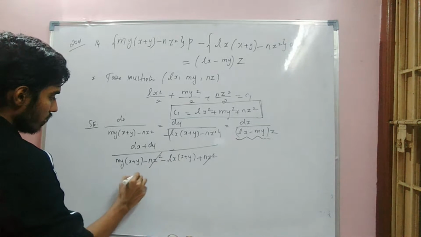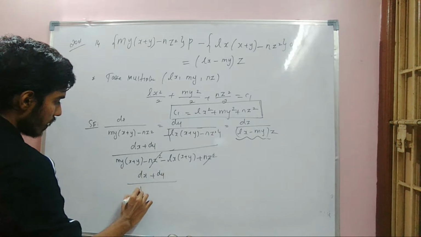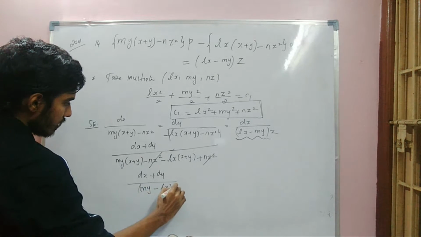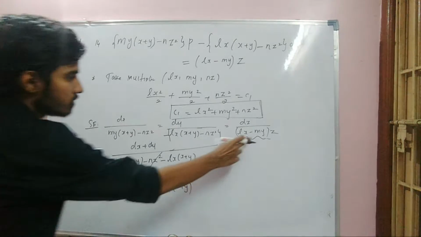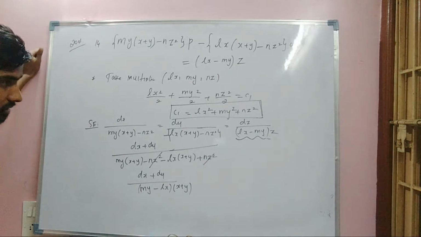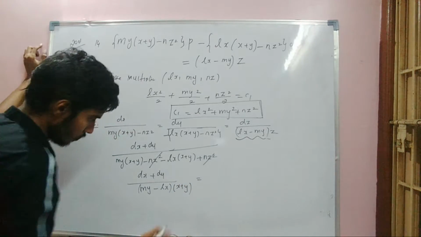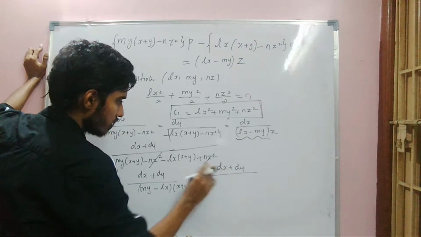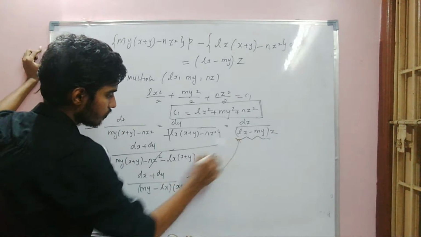If I take x plus y outside, we have dx plus dy divided by, if I take x plus y common, my minus lx of x plus y. Now I am going to equate this with this term. If I equate this with this term, lx minus my will get cancelled. So if I interchange this term, I can write this term to be equal to dx plus dy divided by, okay, let me take this term as it is.